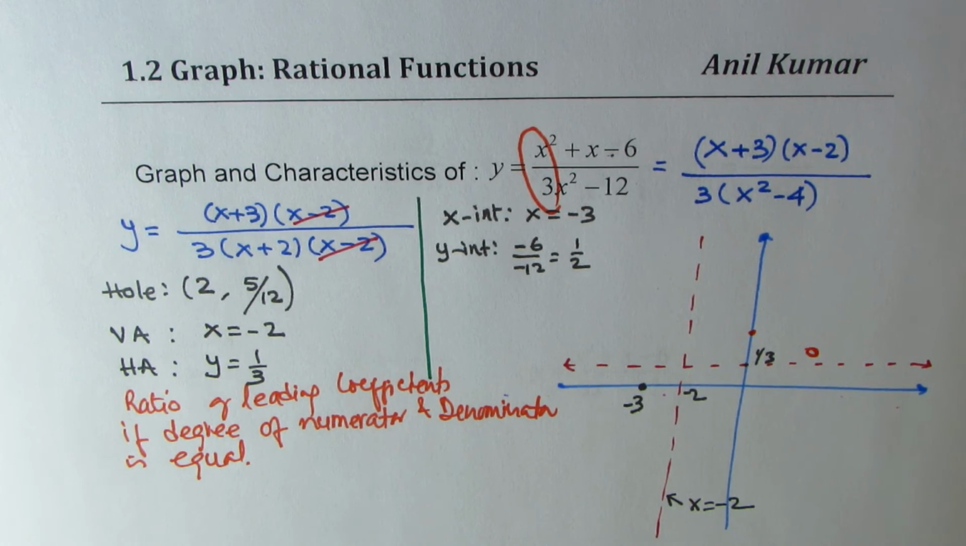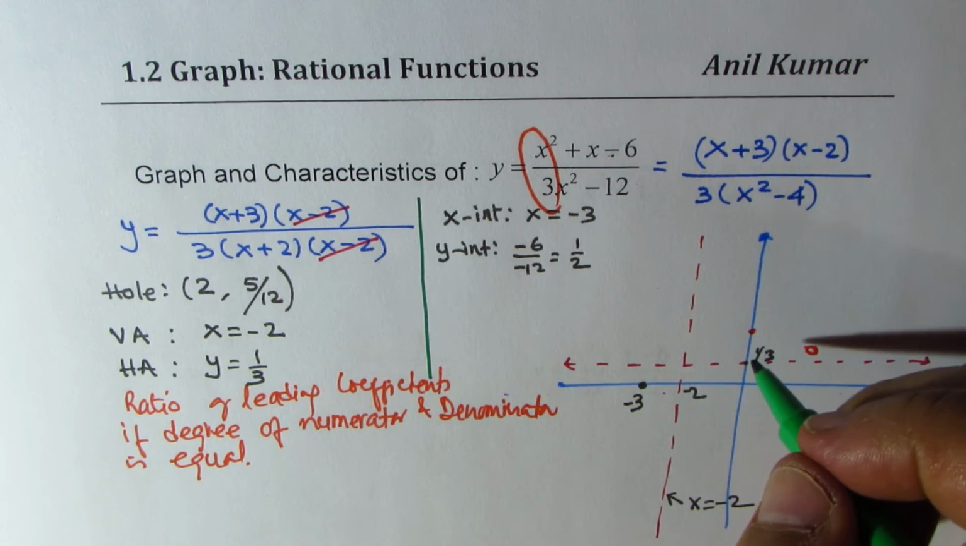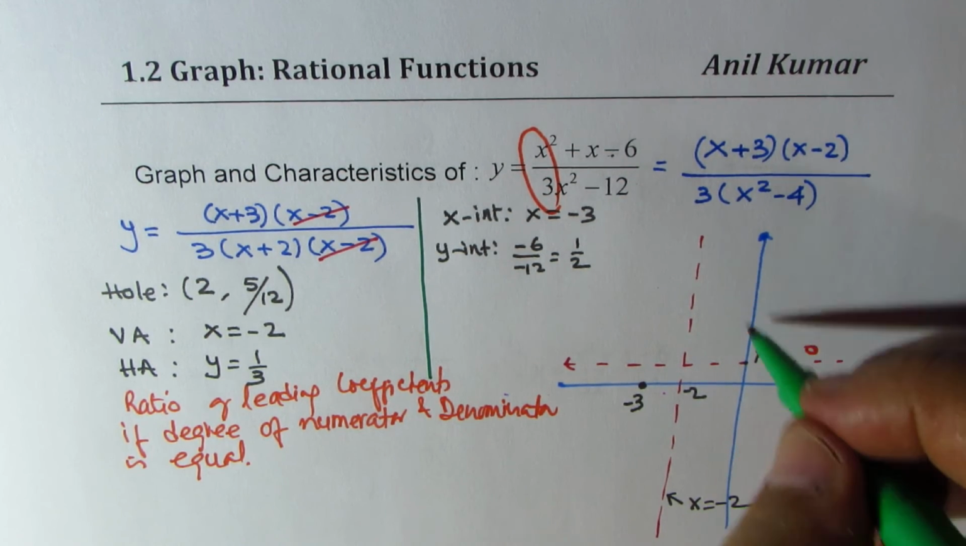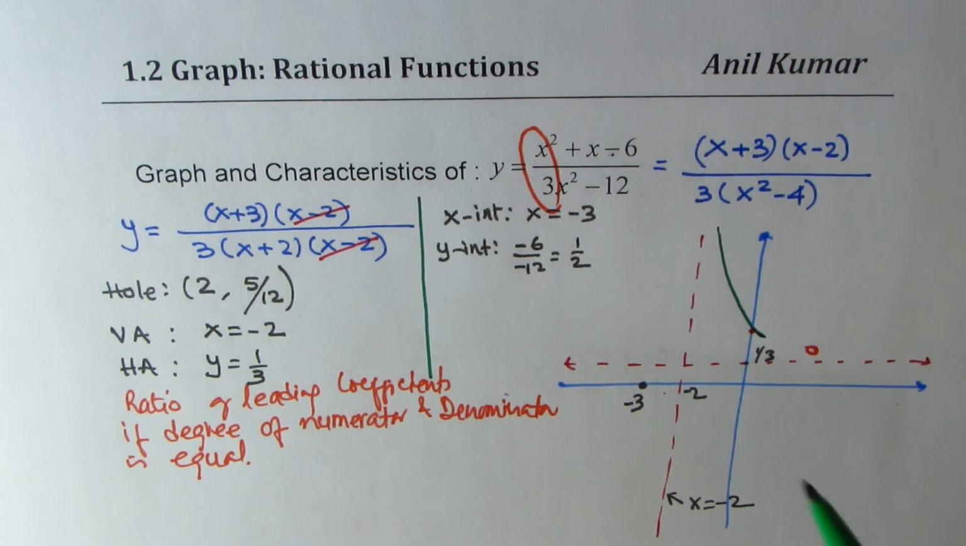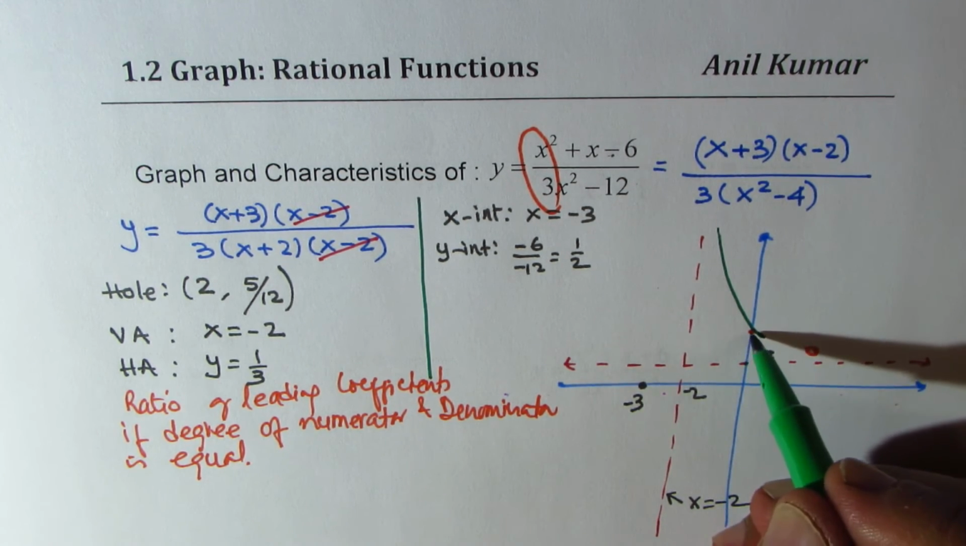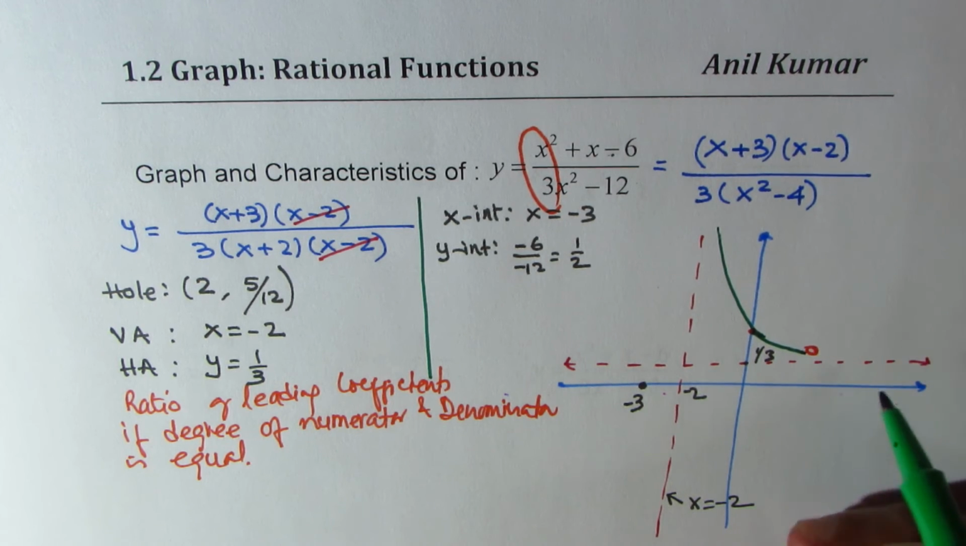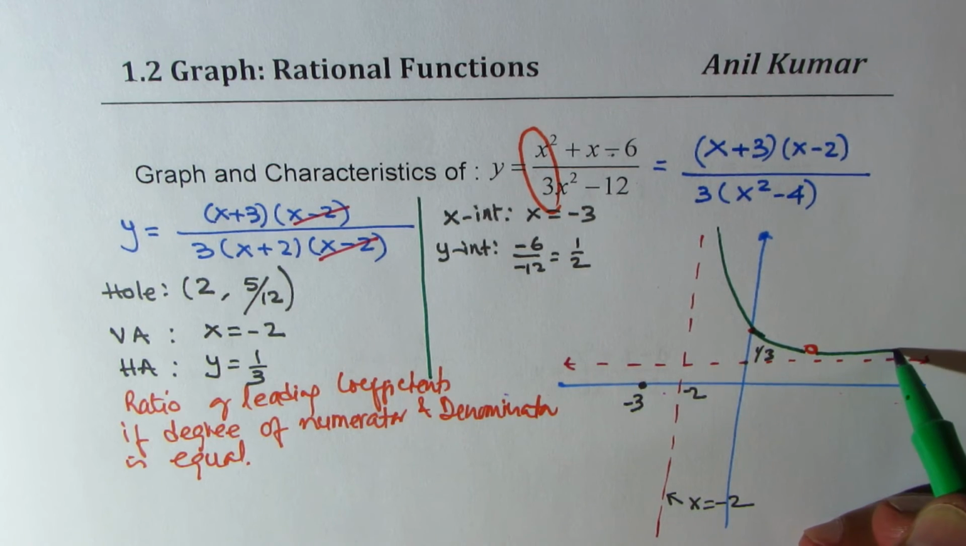So that should help us to sketch the graph. We do have a vertical asymptote and the hole. You could take some other points, however, this is sufficient. So we have a graph which is kind of like this. So you're approaching the horizontal asymptote from above. That's the hole, right? So that's the hole.